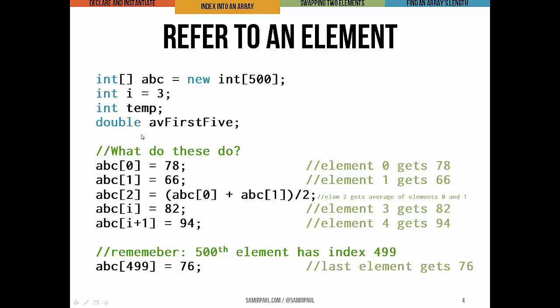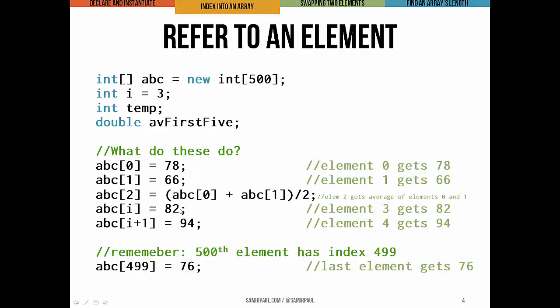If we look at these first lines of code in the second chunk, ABC sub 0 is 78. That just means the 0th element in this array of 500 integers is now 78. It used to be 0, now it's 78. ABC sub 1 is 66. It used to be 0, and now it has the value 66. ABC sub 2 is ABC sub 0 plus ABC sub 1 divided by 2. ABC sub 0 was 78 and ABC sub 1 was 66, because we just changed those. Adding them together and dividing by 2, we're saying ABC sub 2 is the average of sub 0 and sub 1.